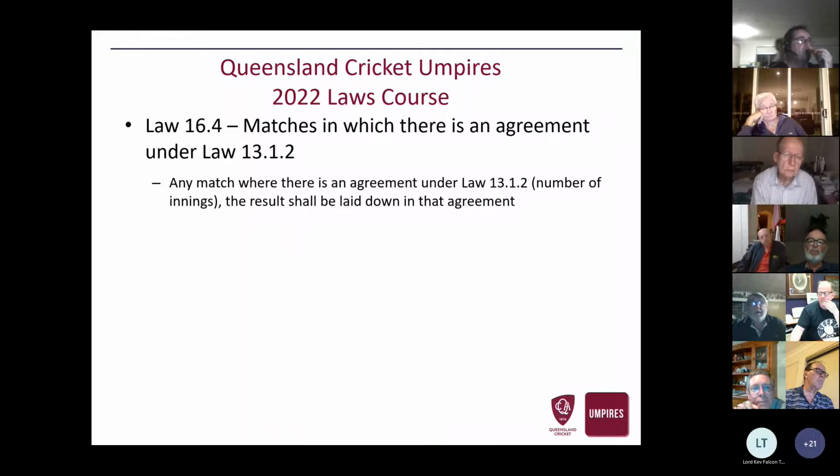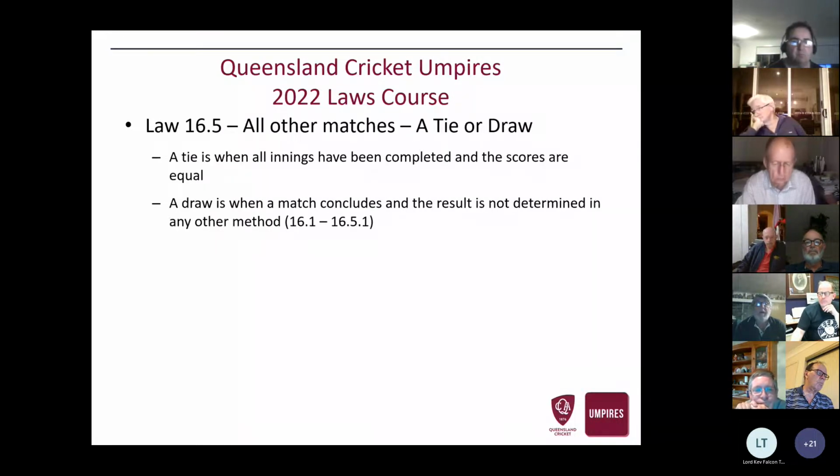As we spoke about last week, there are matches that are played under an agreement rather than just your basic one innings, two innings game. Where that takes place, for any match where an agreement is made around the number of innings, the result and how that result comes about will also be laid down in that agreement. For anything else, a tie or a draw. The important thing to note here is that a tie is when all innings have been completed and the scores are equal. And a draw is where a match concludes and the result is not determined in any other method that we've already spoken about.